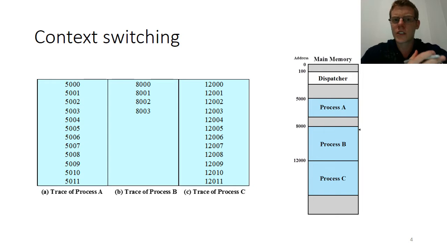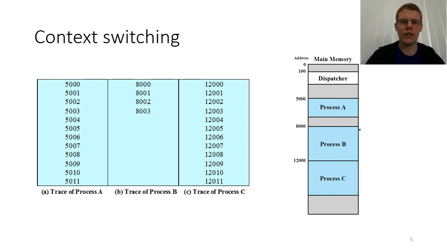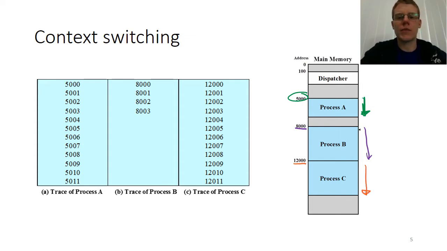Alright, so let's talk about context switching in the most basic sense that we can, with an example. So let's imagine that we have three processes that the system needs to run. We have process A, whose instructions are stored in this area of memory, starting at address 5000 and onwards, obviously somewhere short of 8000. Then we'll have process B, which I'm going to use purple to refer to, and it starts at address 8000. And finally we have process C, in orange, starting at address 12,000 in our main memory.